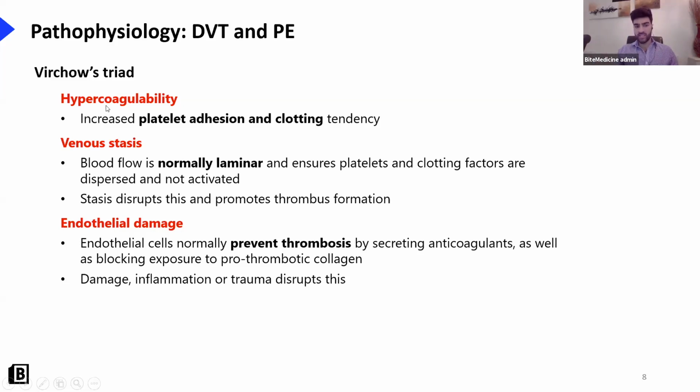So on the next slide, we have all of the risk factors under each of these domains. But if we started with hypercoagulability, can you name a few conditions which fall under this domain? What conditions make you hypercoagulable? So antiphospholipid syndrome, pregnancy, contraceptive pill, polycythemia, very good.